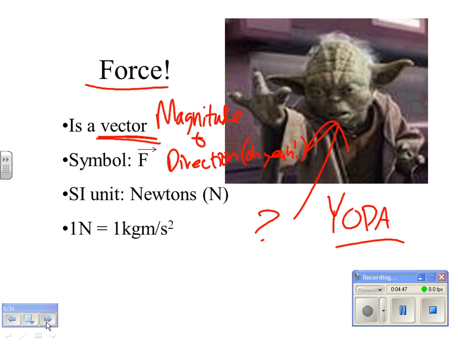Feel free not to write the "oh, yeah" down, but still, vector has magnitude and direction. The symbol is F, once again with the arrow above it, because it is a vector. The direction matters. The SI unit is newtons, and we'll always just use the letter N, and we'll talk more about that as we go along.